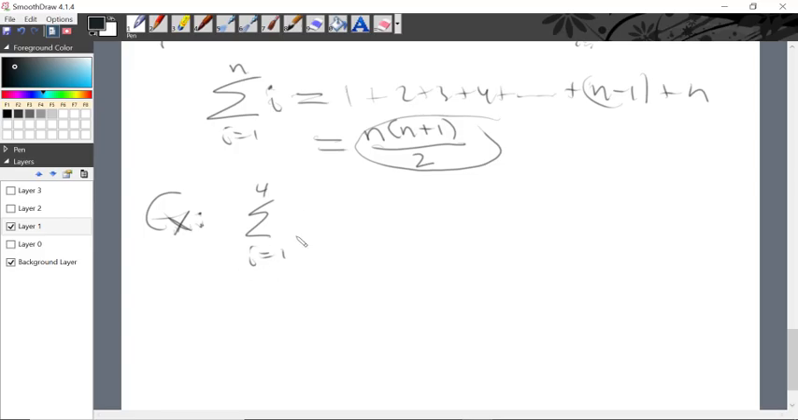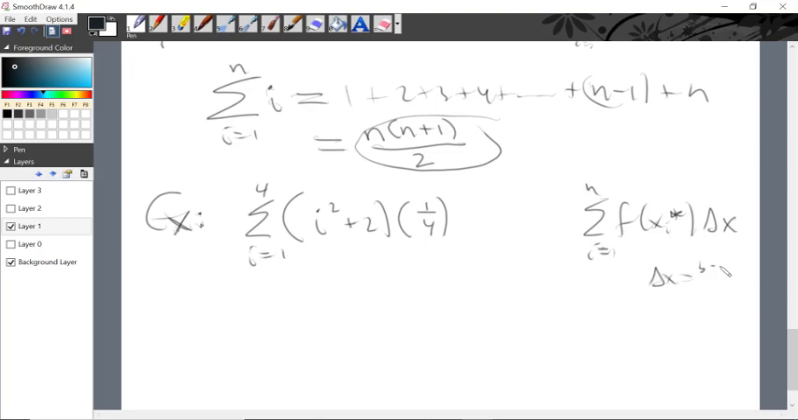So let's say the sum from i equals 1 to 4 of i squared plus 2, times 1/4. This resembles the sum from i equals 1 to n of f of xi star delta x on a uniform partition. If delta x equals 1/4, remember that delta x is (b minus a) over n, so this could be a case where n is equal to 4, and the interval AB has an overall width of 1. So we have a uniform partition for this example.